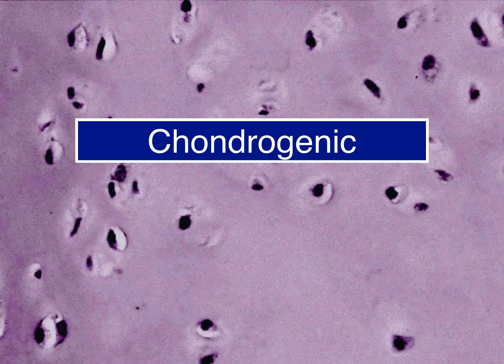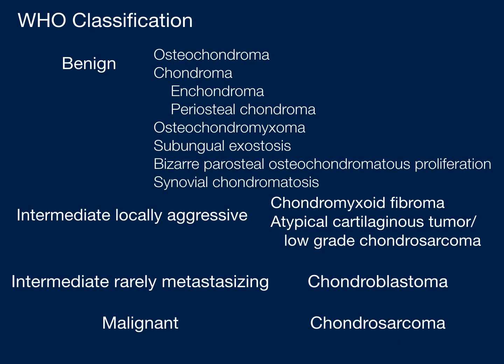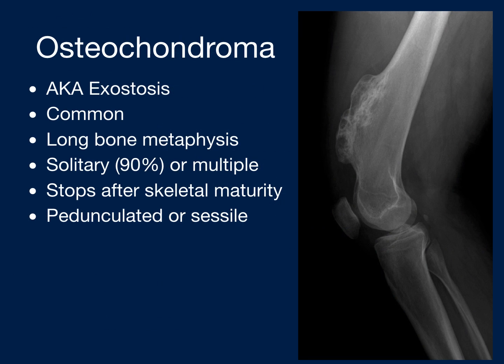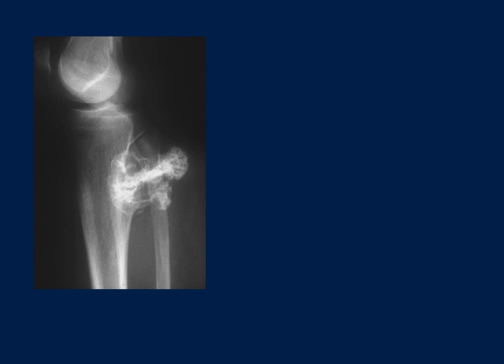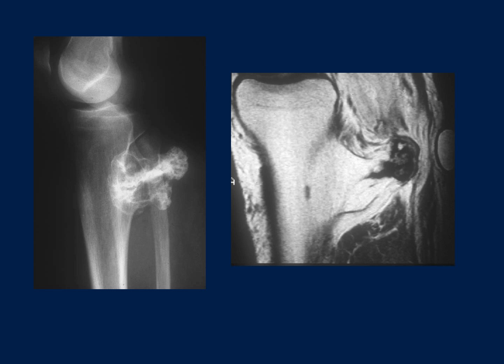The next category are the chondrogenic tumors. Here's the WHO classification based on the groupings mentioned earlier: the benign, intermediate locally aggressive, intermediate rarely metastasizing, and the malignant. This image shows how bizarre these can look. And on the MRI on the right, note that the medullary space extends into the lesion, and this is an important feature for osteochondromas.